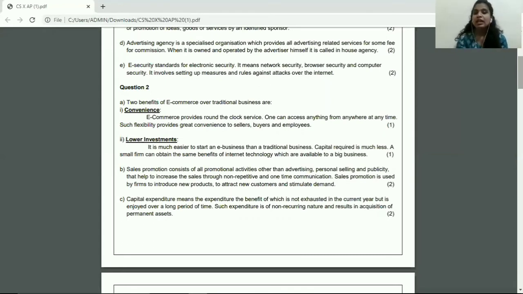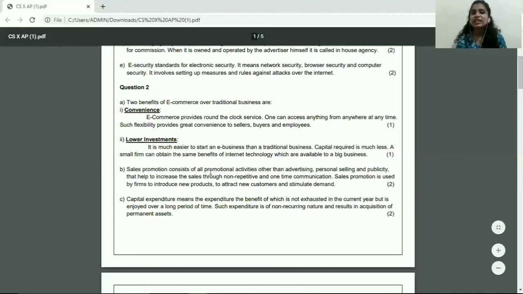Now students, each head point and explanation contains 1 mark weightage. Since it's a 2 mark question, you will write 2 benefits, each of which contains 1 mark's weightage. So if you've written 2 benefits with explanation and head points, you earn full 2 marks. Now moving on to question 2B.